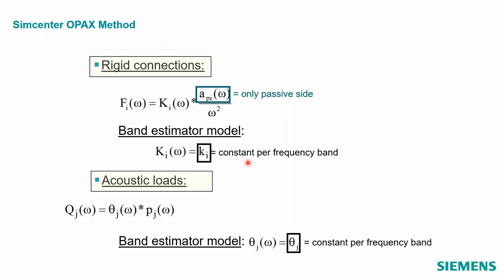For rigid connections, we're going to use the indirect method, and we only need the data on the passive side of the mount. And we calculate something that's really not a stiffness, but it's an interim term that's used in order to estimate the force. Or we could use a band estimator model. For acoustic loads, we use a band estimator model.